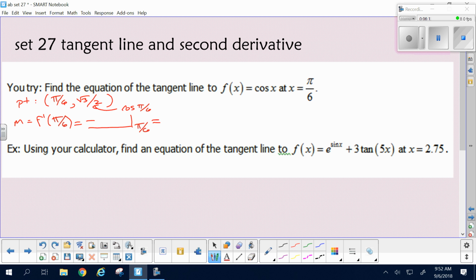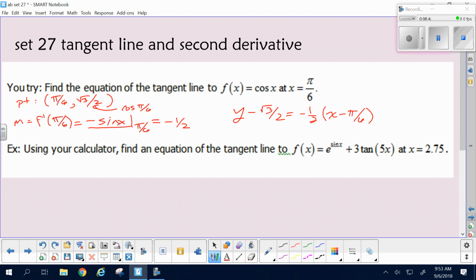Negative sine. Now, I first report the derivative generally, saying I'm about to put pi over 6 in, but I separate those steps. Right? I say the derivative is negative sine at pi over 6, that is negative 1/2. All right, I have a point, I have a slope. Now I throw it in point slope form. My equation is y minus root 3 over 2. The y value is root 3 over 2, the slope is negative 1/2, times parentheses x minus pi over 6.